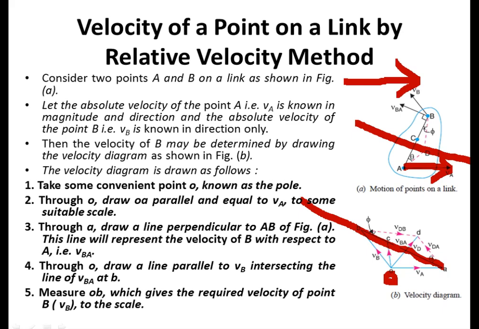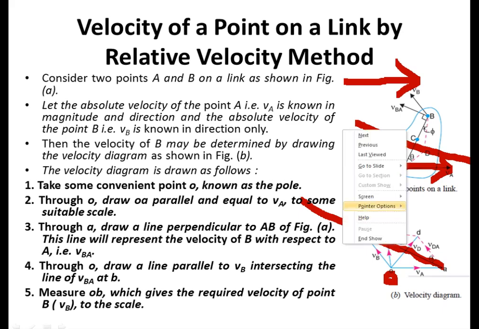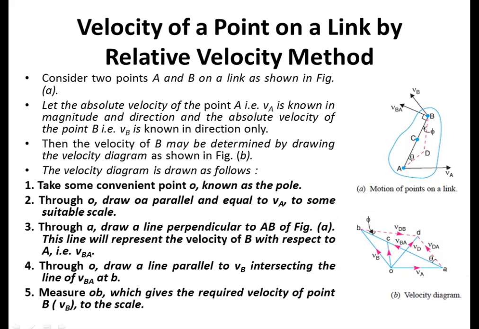Okay, so now measure this distance, that is, measure from O to B. This gives the required velocity of the point B to the scale. You have taken this line, so the intersection point will be nothing but this. Whenever two lines are there, at their intersection you get the triangle, so the triangle is completed. Okay, so this is by using the relative velocity method.